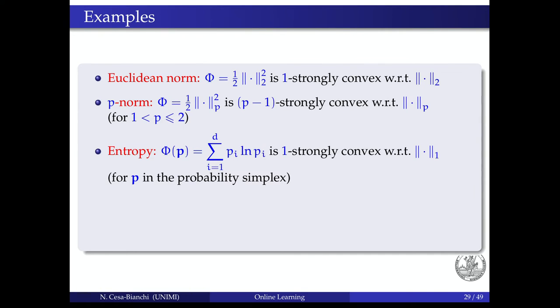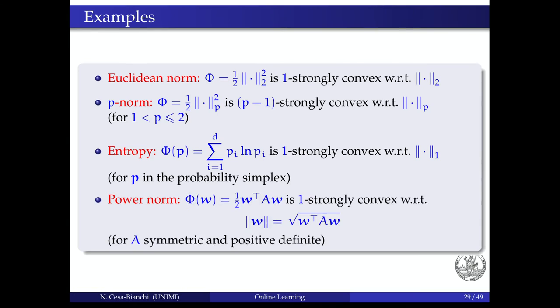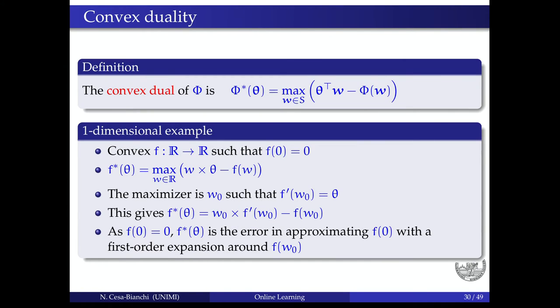And the entropy for p in the simplex is one strongly convex with respect to the one norm. And then you can have power norms. I don't know whether you call them power norms, I like to call them power norms, which are defined again with respect to symmetric and positive definite matrices. Those are strongly convex with respect to the norm they themselves define. Okay, so this is easy.